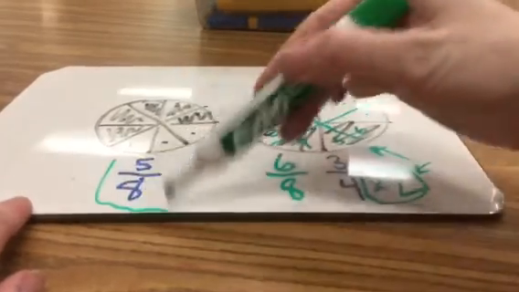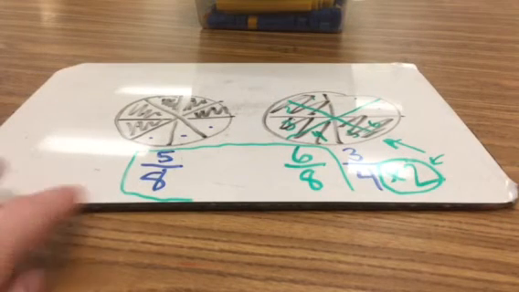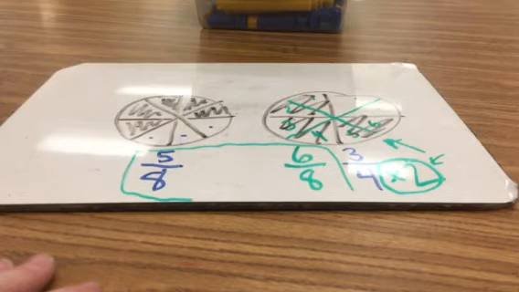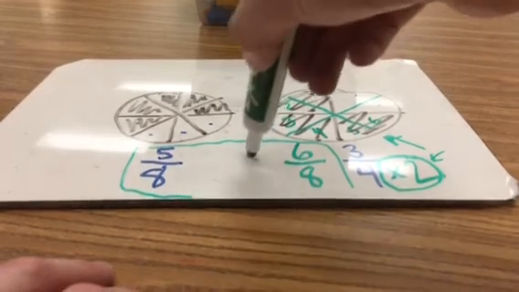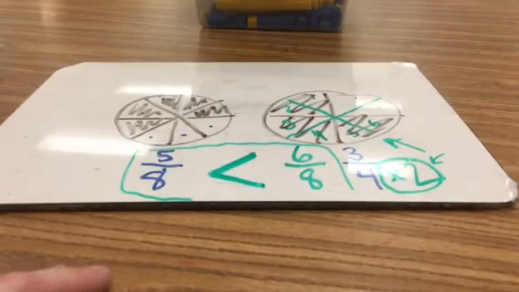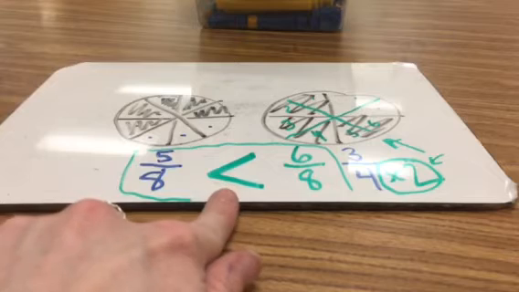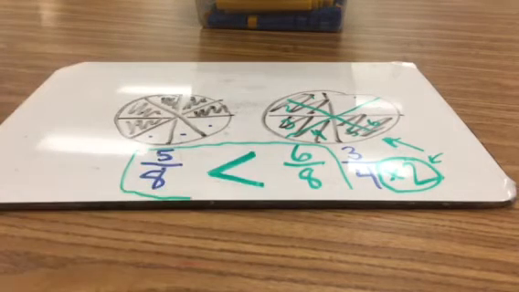So now I'm really comparing 5/8 and 6/8. So my pieces are the same size. So would I rather have 5 pieces or would I rather have 6 pieces? Since they're all the same size, it's how many am I getting? And we'd rather have 6/8, which is equal to 3/4. 6/8 is 3/4. So 5/8, and we read this like a book, 5/8 is less than or smaller than 6/8. And that would be my answer for number 3.